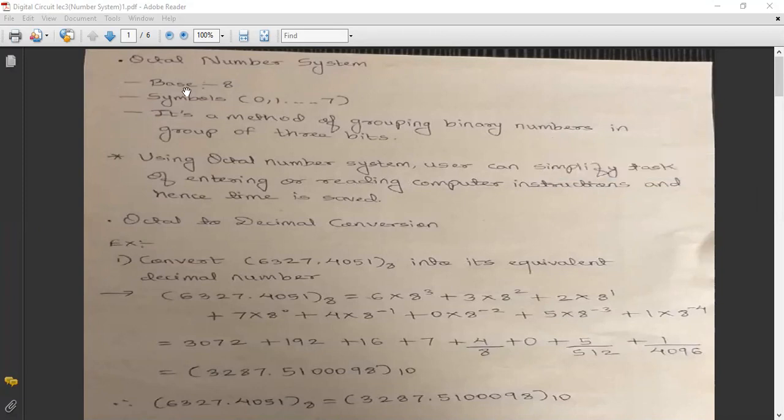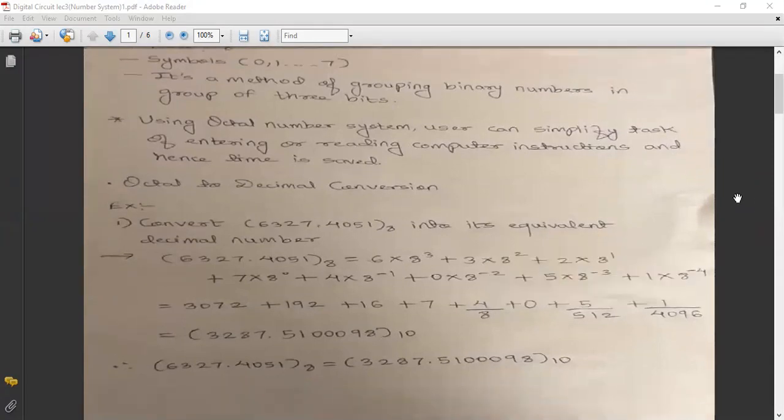So the base of octal number system is 8 and the numbers or symbols included in it is 0 to 7. So it is a method of grouping binary numbers in a group of 3 bits. So using this octal number system, we can simplify our task of entering or reading computer instructions. Hence the time will be saved. Now let us understand this in more detail with the help of some examples.